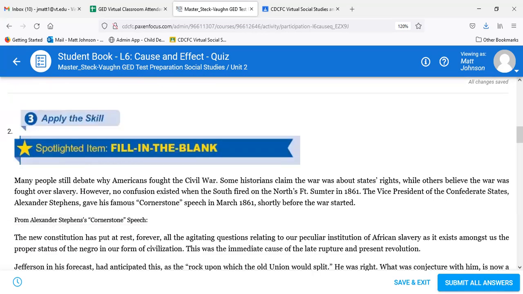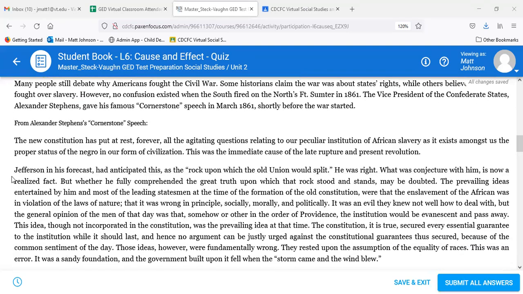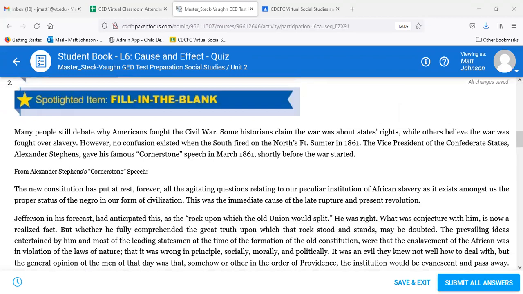And let's see here. Amina, would you like to do the speech here? Alexander Stephens' Cornerstone Speech? Maybe not. Okay, how about Christiana? Would you like to read the speech for us? Okay. Number 2.